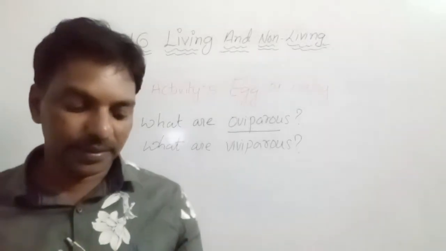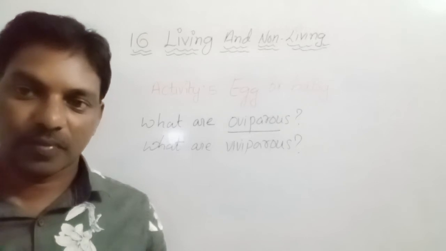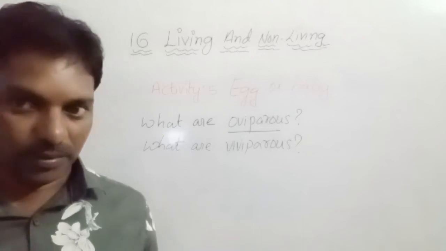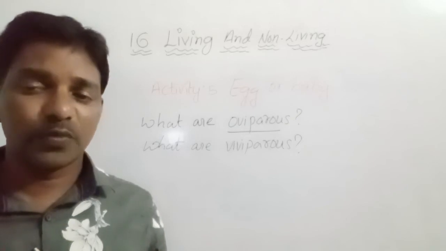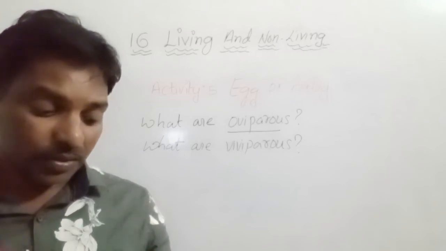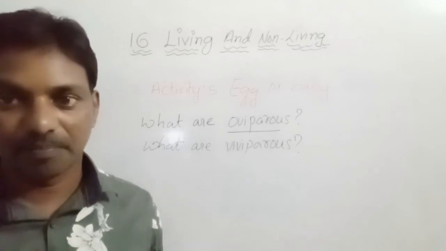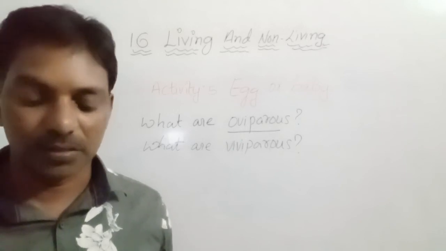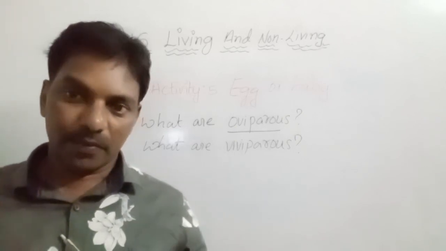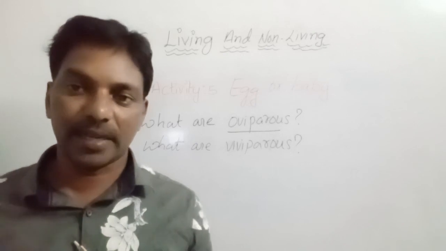Birds and animals that lay eggs for giving birth to young ones are known as oviparas. So they lay eggs for their young ones, and that is why they are called oviparas. Then what is given in the next one? Those which give birth to young ones without laying eggs are called viviparas. They give birth directly to young ones without laying eggs. Other animals give birth to young ones without laying eggs, and those are called viviparas. Oviparas lay eggs for their young ones. Viviparas get their offspring directly without laying eggs; they give birth to young ones.